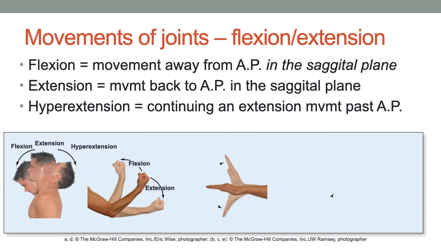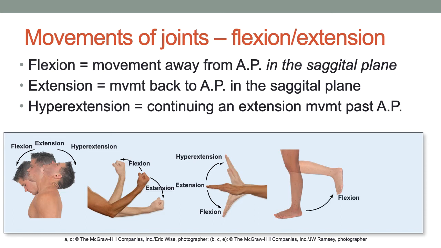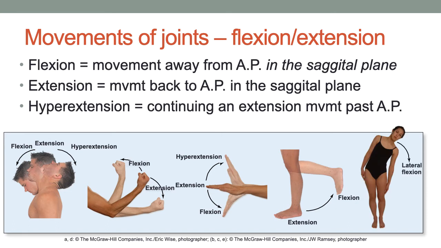Here we're looking at a hand. Moving it toward the body or away from anatomical position is flexion. Moving it back to the starting point is extension, but continuing to move it beyond that point in the same direction is hyperextension. Here we're looking at movement of the leg at the knee, so moving it away from anatomical position is flexion, returning it back to anatomical position, extension. And then here we have someone doing lateral flexion, which is movement of the spine laterally from the midline of the body.